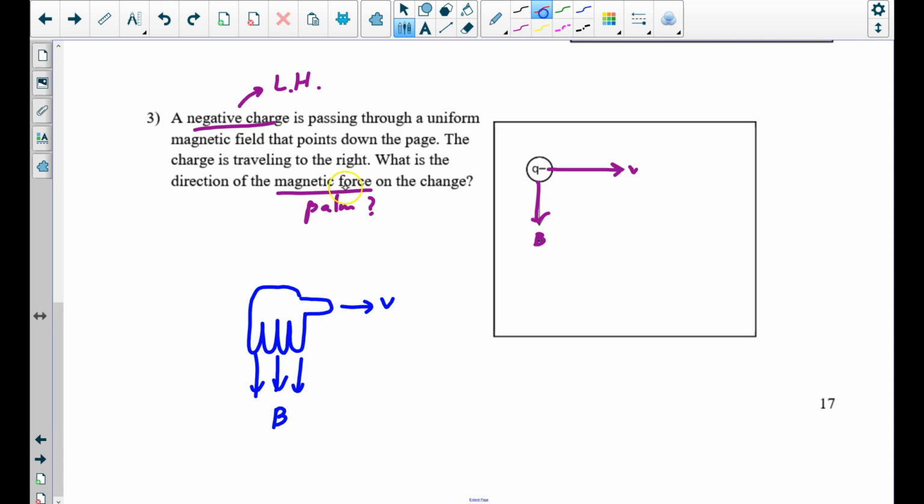And where does your palm face? If you imagine a 3D picture, your palm is facing out of the page. So the force is out of the page.